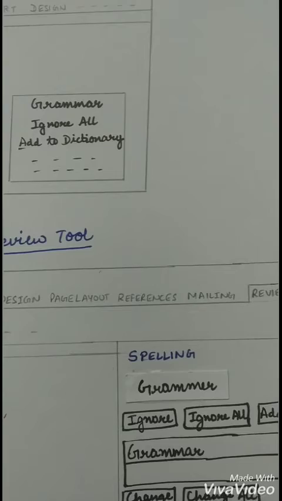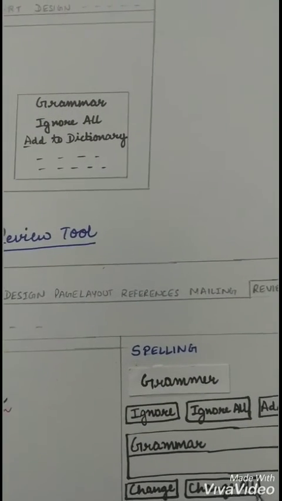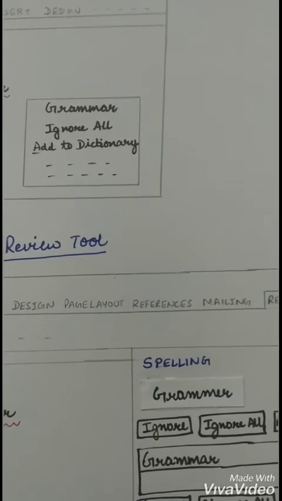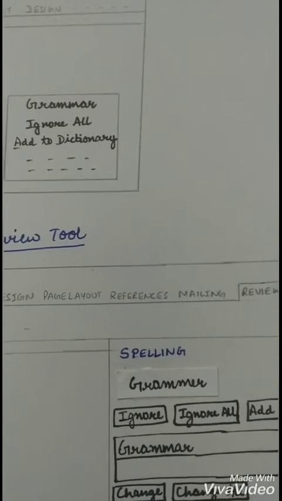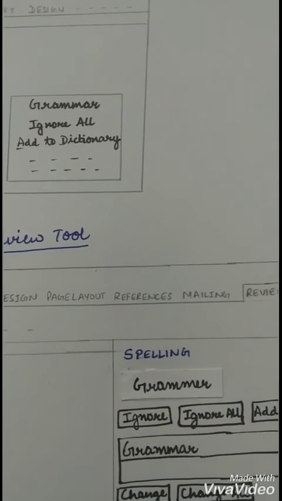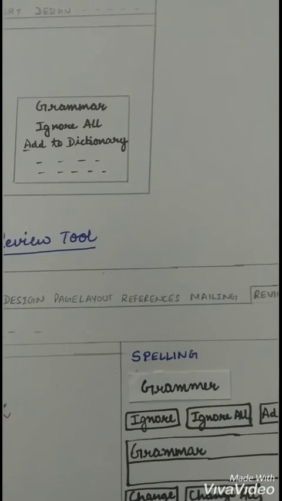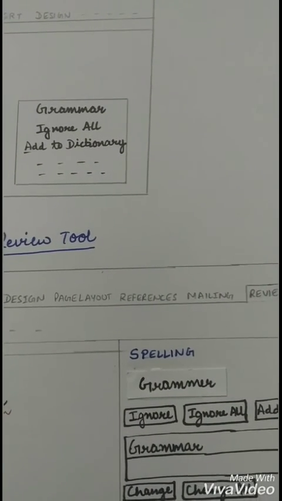If you want to change it in the entire document, you have to click on change all, and then the entire document will be checked. If you click on the change all option, right, the entire document will be checked and a confirmation dialog box will appear. You have to click on OK button.